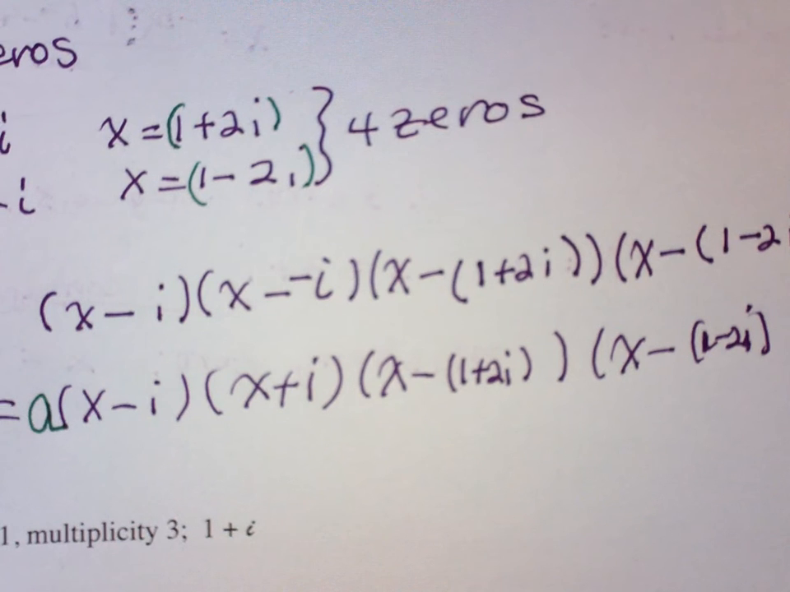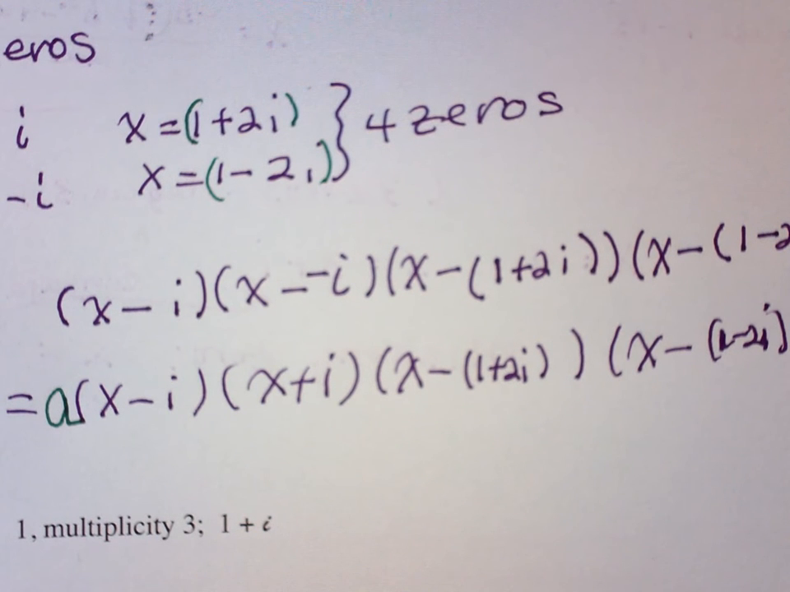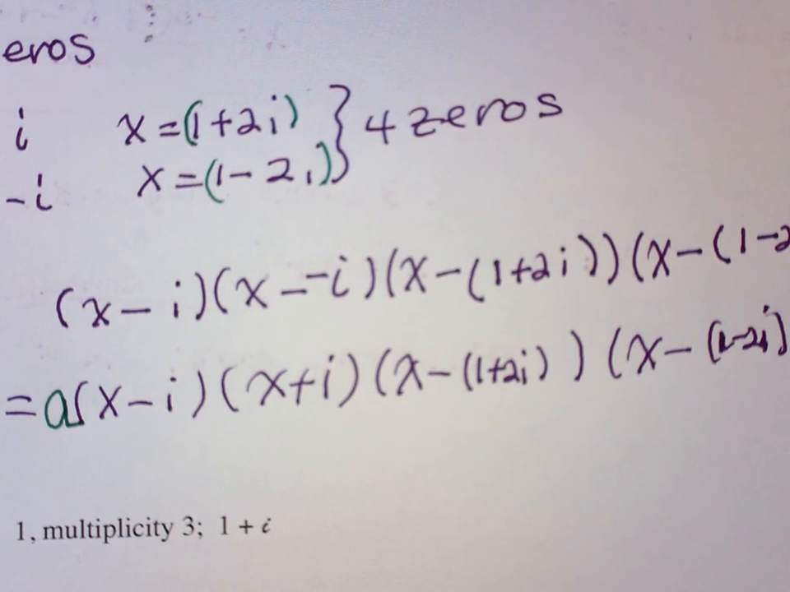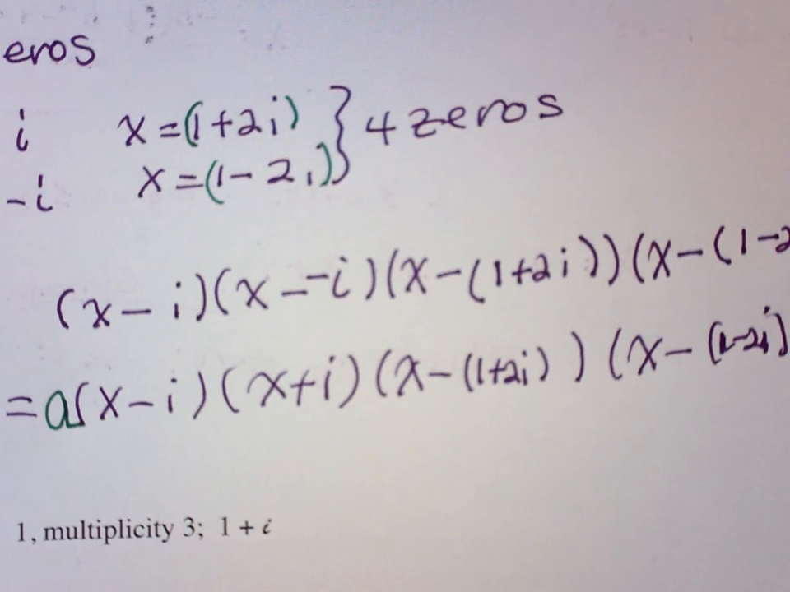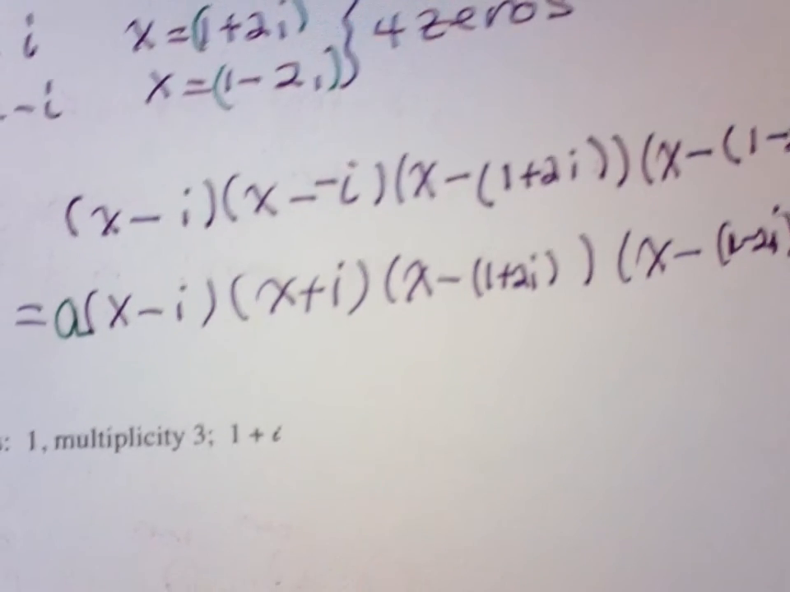With these, like the 1 plus 2i, you wouldn't want to distribute the negative? No, remember I said you're going to leave it in parentheses. Okay. Yeah. That's the easiest thing to do.